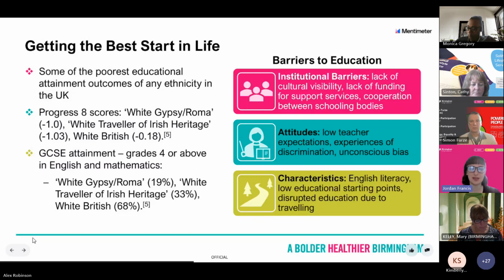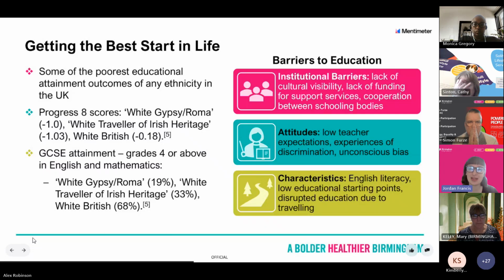Now, in Birmingham, some of this data may not be accurate because, again, of the small population size that has self-identified. So in Birmingham, there were 1,135 pupils from a white Gypsy or Roma background and 30 from a white Traveller of Irish heritage from academic year 2022 to 2023. So some of these results may be skewed based on individual population numbers when we're looking at a small sample size like this.